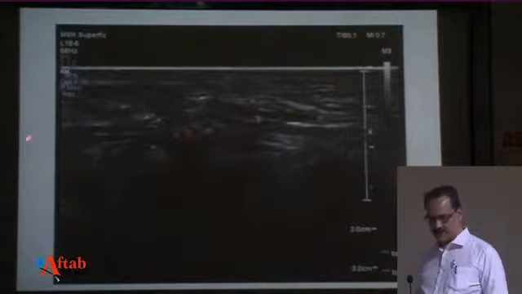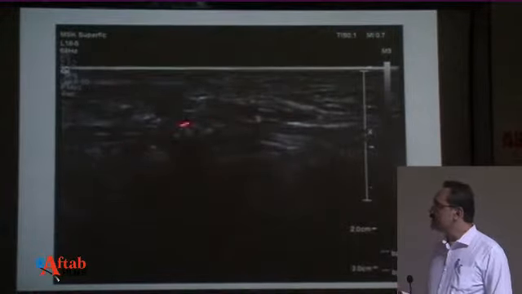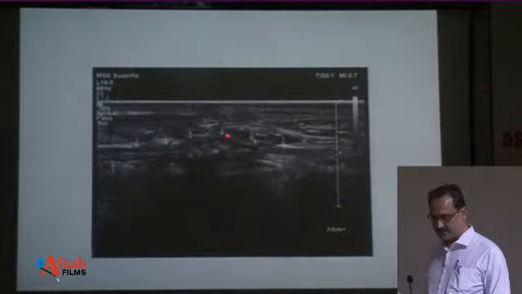And in this case, there is an injury to the nerve fibers, and there is partial discontinuation.